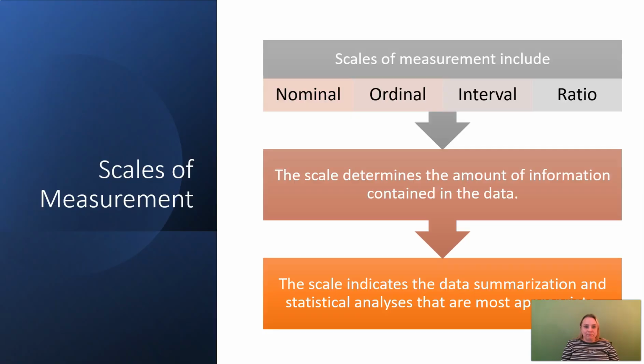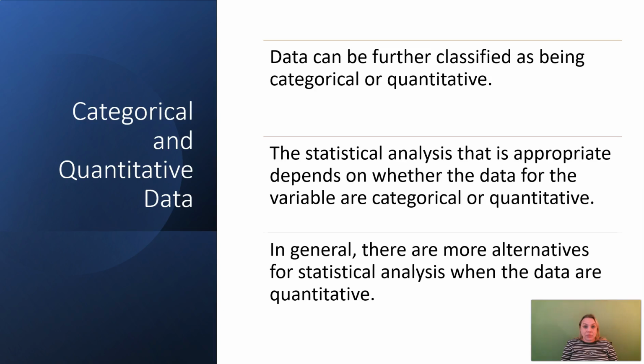So we have 4 different scales of measurement. We have nominal, ordinal, interval, and ratio. And the scale that you use really kind of determines the amount of information that you have and also indicates the type of analysis that you can do that would be most appropriate.